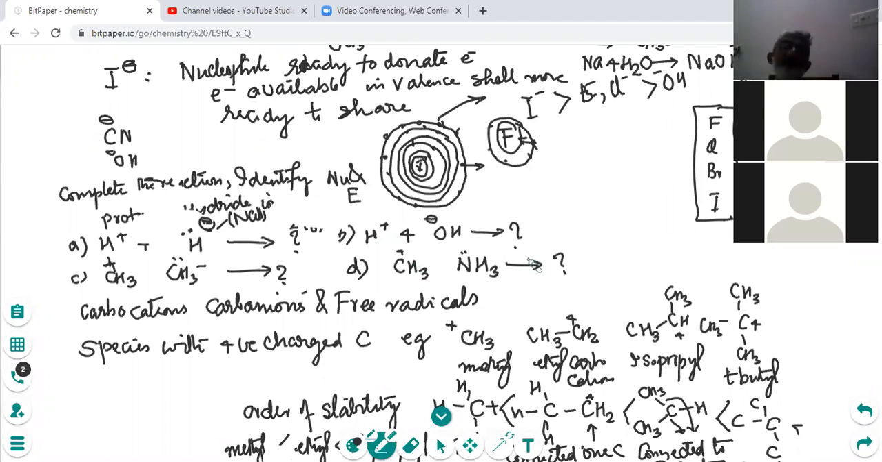From where will you get OH minus? OH minus can be generated from sodium hydroxide. That is what I have told you. And H plus can be generated from an acid. So H plus plus OH minus should give you H2O. So you get H2O as the product.